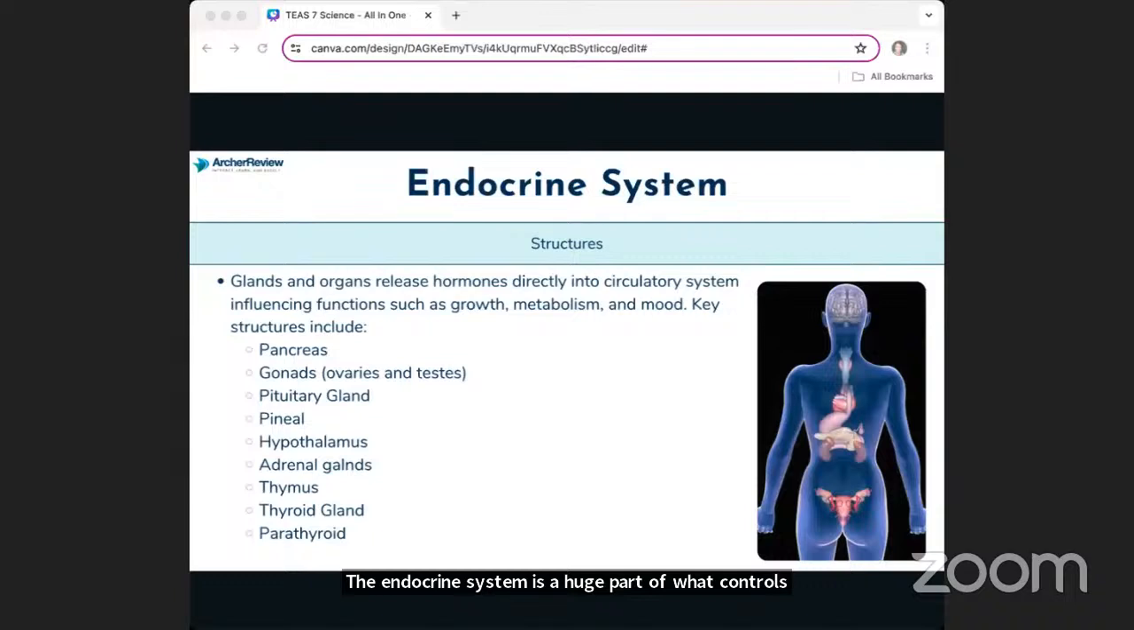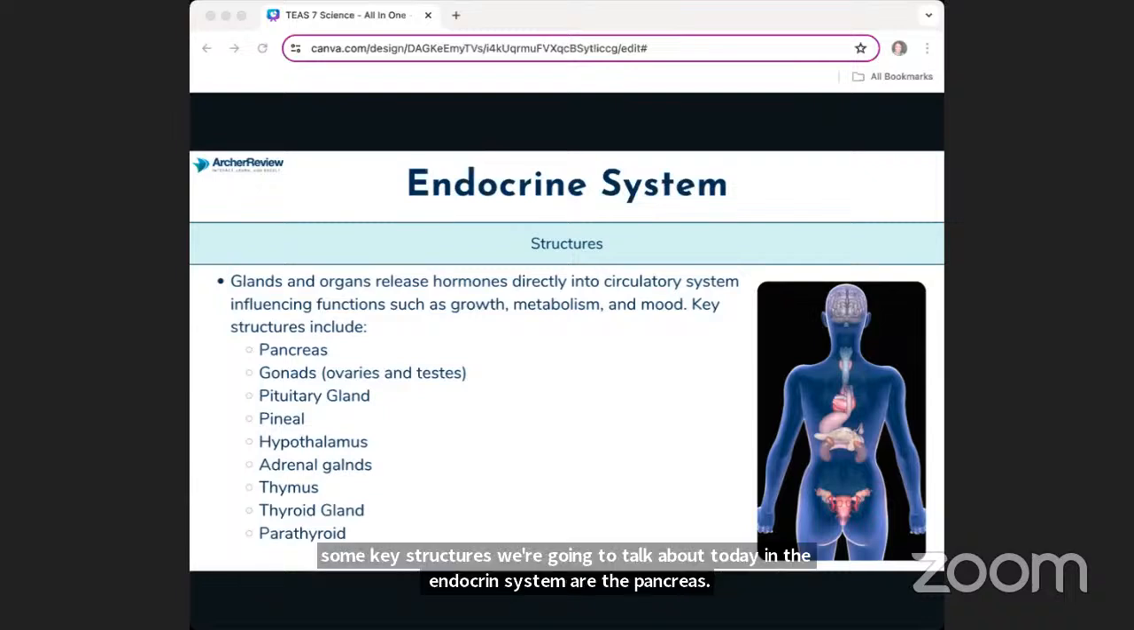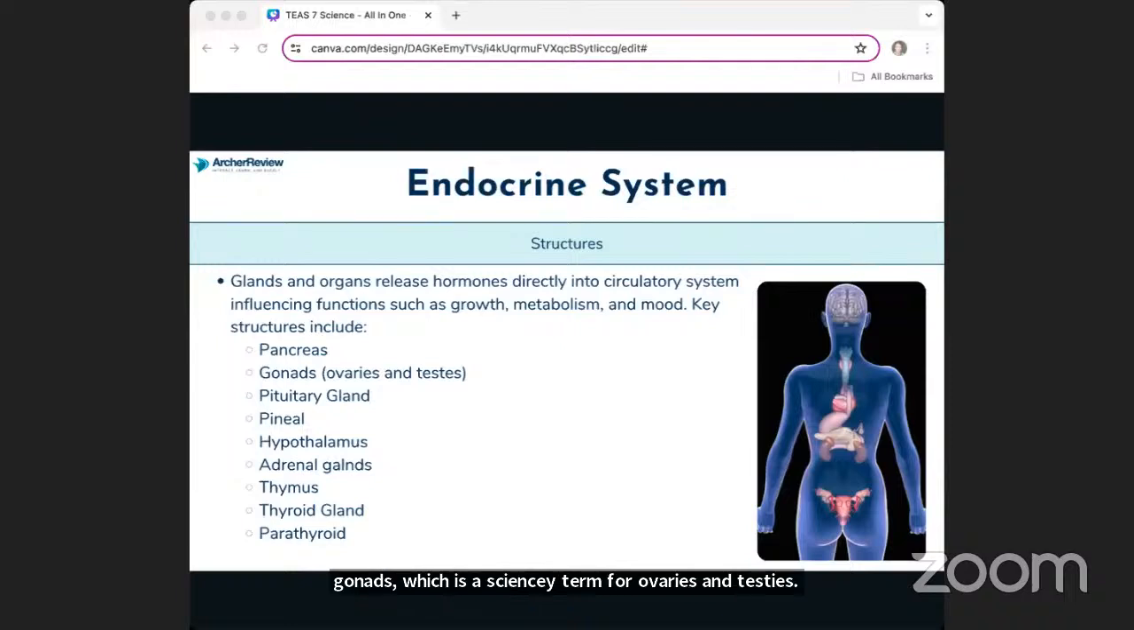So the structures that make up the endocrine system are glands and organs that release hormones directly into the circulatory system. Because remember, circulatory system, big transportation highway system in the body. And it influences growth, metabolism, and mood. So some key structures we're going to talk about today in the endocrine system are the pancreas, the gonads, which is a sciencey term for ovaries and testes, the pituitary gland, the pineal gland, the hypothalamus, adrenal glands, the thymus, the thyroid, and the parathyroid. Let's break down each one of these to get a better understanding.